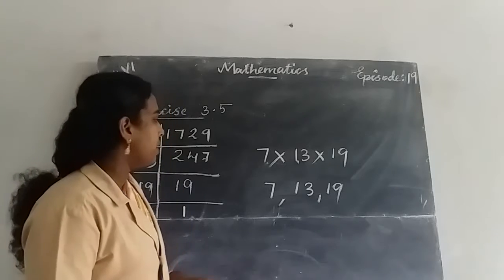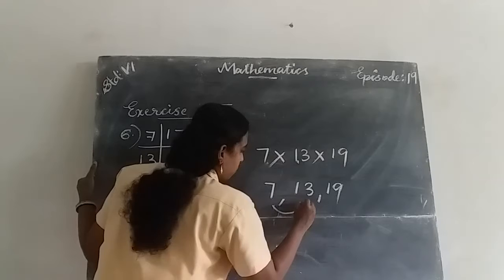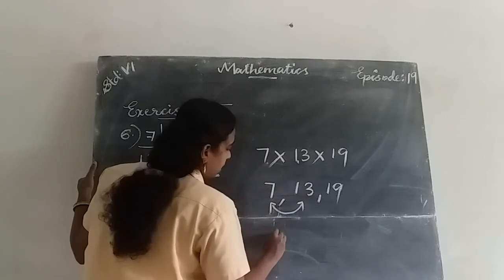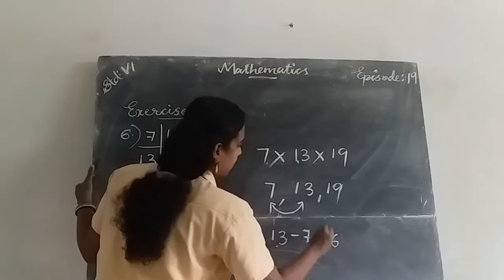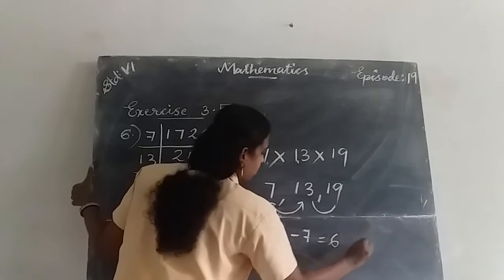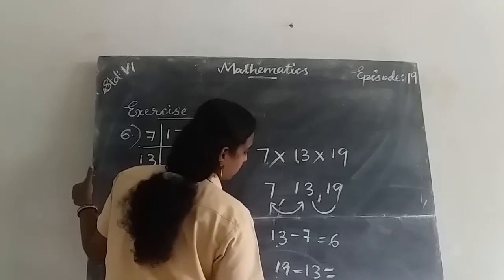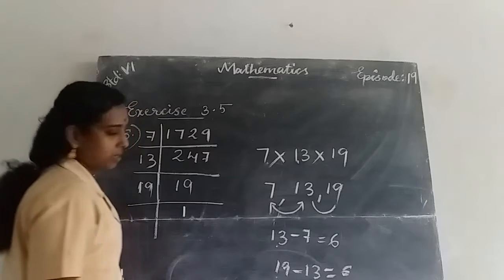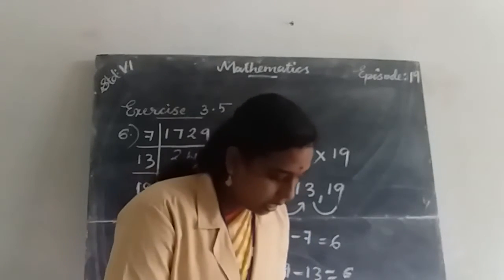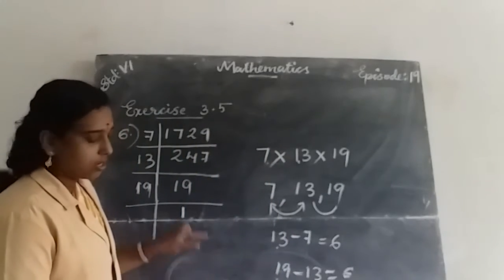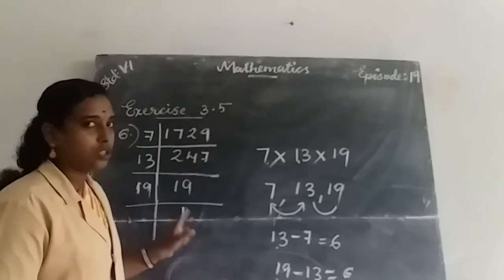And here the relation is, we take the first two numbers, then we take the difference of the first two numbers, we get the answer 6. And then we take the next two numbers, the difference of the next two numbers, that is 19 minus 13, we also get 6. So the relation is the prime factors are 7, 13, 19, and the difference between two consecutive prime factors is 6. This is the relation.